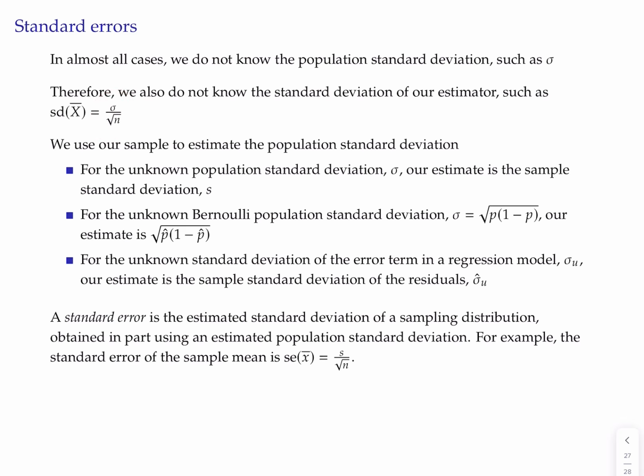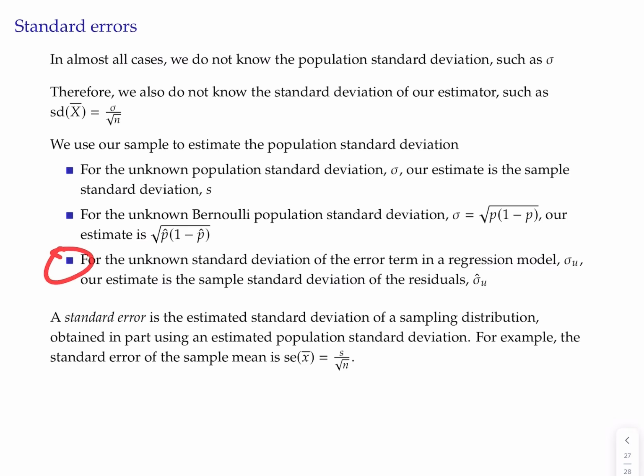What about the sample proportion? Well, we know in that case the population standard deviation sigma is the square root of p times 1 minus p. Of course, we don't know the value of p, because we don't observe the whole population, but it would make sense to plug in our estimate of p into that formula and treat the square root of p hat times 1 minus p hat as our estimate of the population standard deviation.